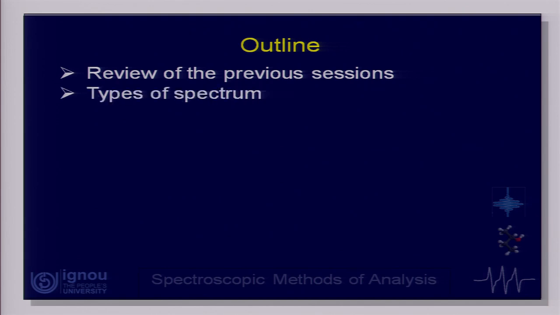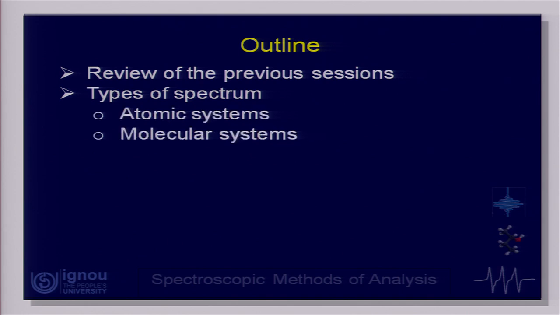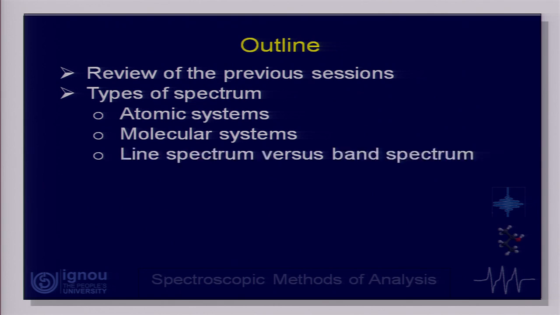Thereafter, we'll move on to the types of spectrum. This we will discuss in the context of atomic systems, and then we'll move on to the molecular systems. Having done that, we will talk about the origin of line spectrum and the band spectrum. We will try to compare the two. Thereafter, we will move on to the characteristics of a spectrum. We will try to see what kind of spectra are there and how do we characterize them.